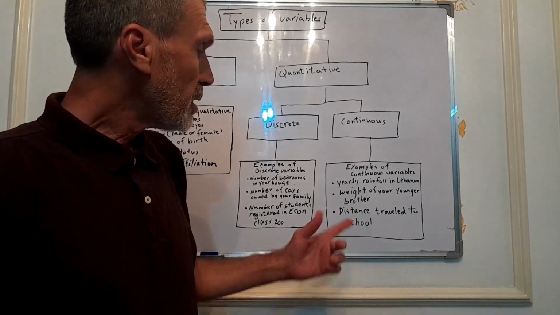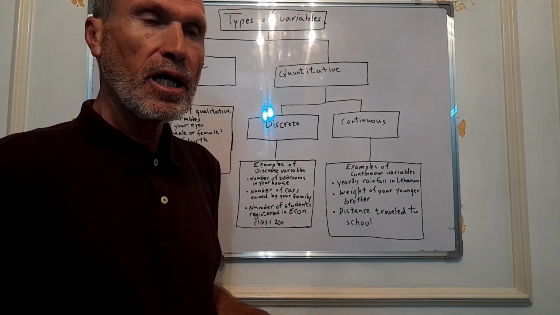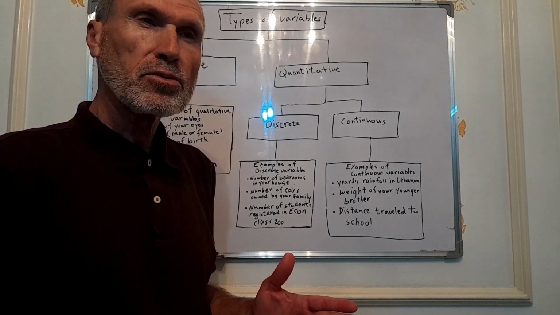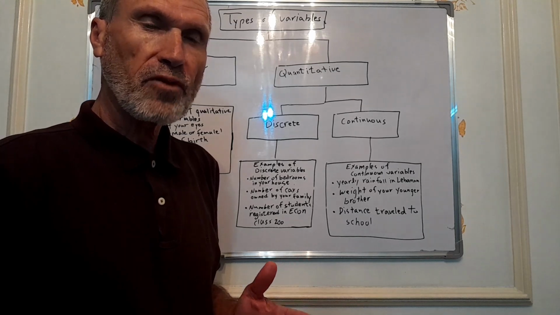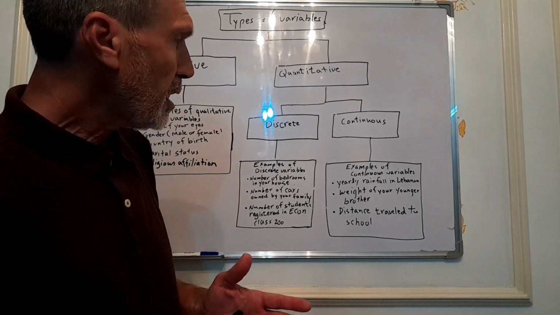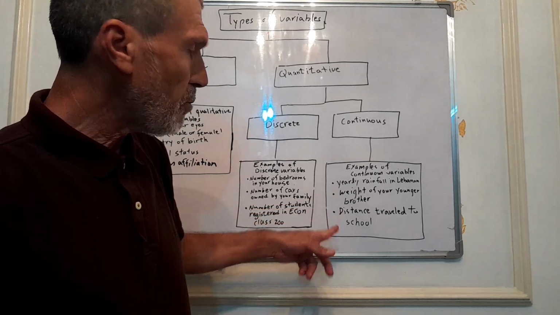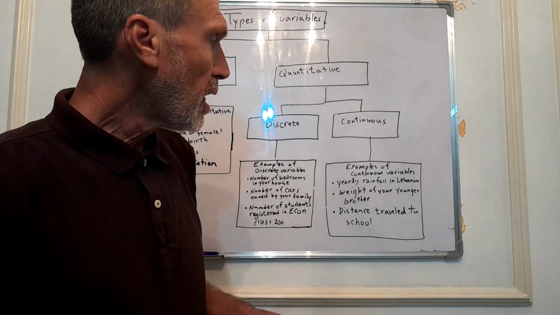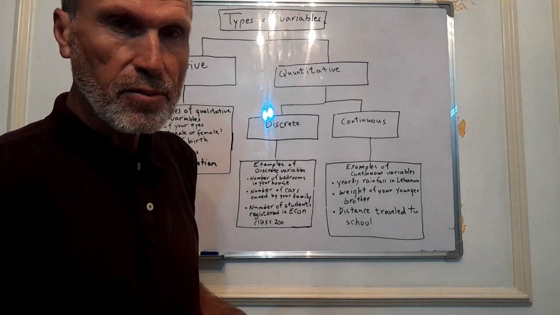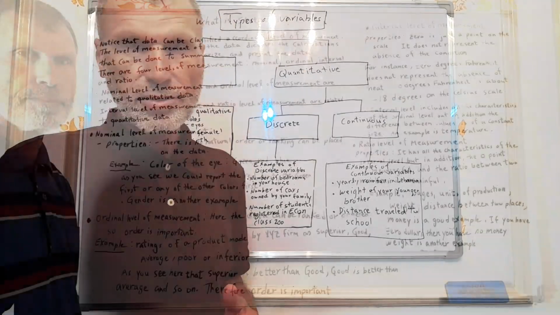Okay? Distance traveled to school. If the distance is, for instance, 300 meters, 300 meters could be between 299.5 and 300.5 meters. So, as you can see here, these examples result from measurements, and that's why, of course, they belong to the continuous variables. They can assume any value within a certain range.